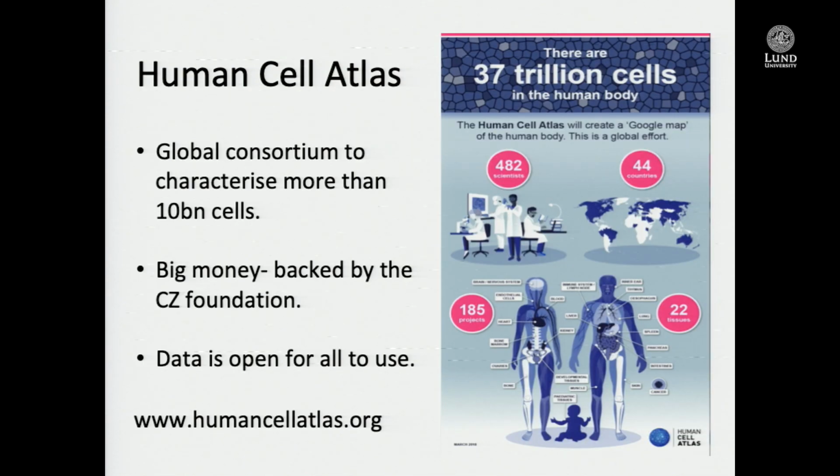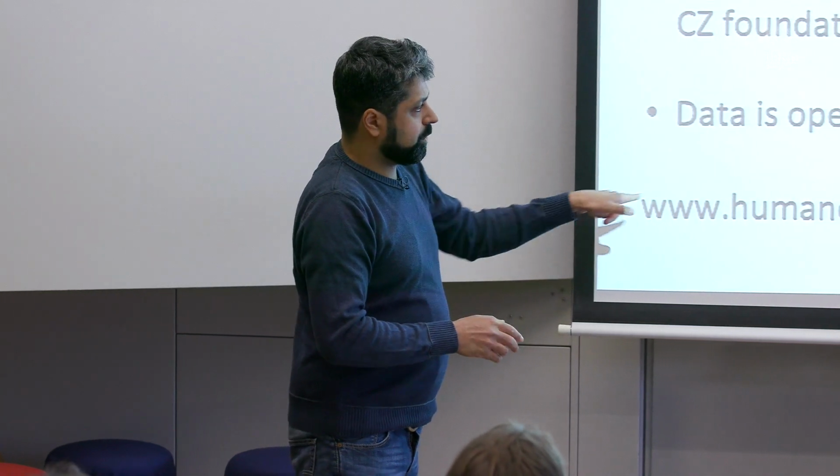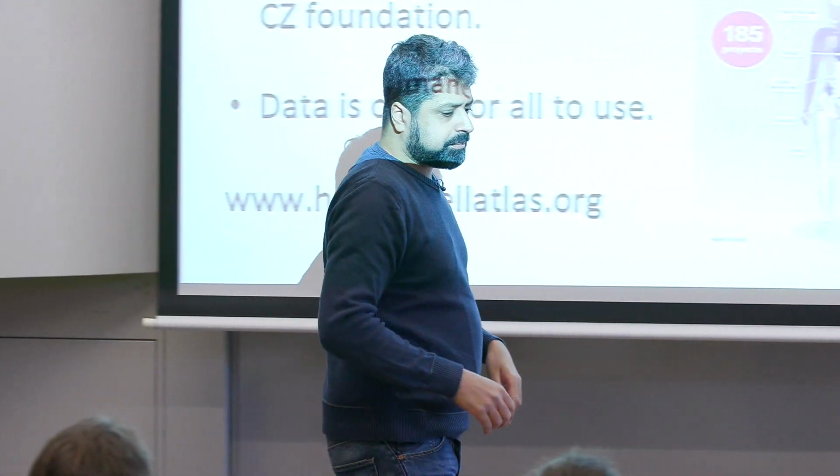So why are we doing this? For example, we have the Human Cell Atlas, which is a huge project being done around the world. It's a global consortium, and their aim is to characterize more than 10 billion cells from human, covering, I think, 22 or 23 tissues in the human body. It's backed by pretty big money, so the Chan Zuckerberg Foundation is underpinning a lot of this. And the good thing is that the data is made open as soon as it's generated, so we can start using it immediately. You can find out more at this address here.